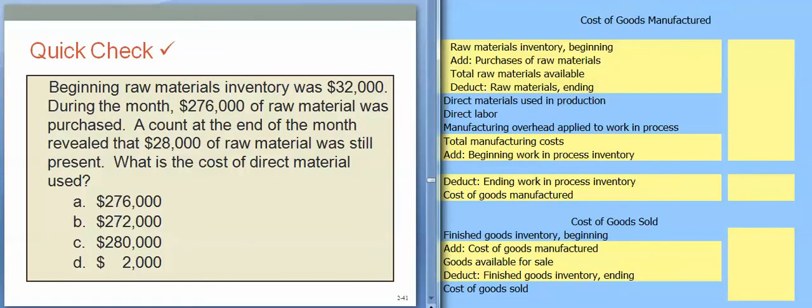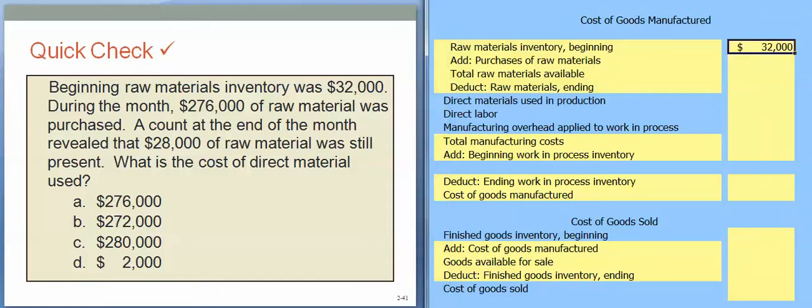Let's take a look at an example. If raw materials beginning inventory was $32,000 and during the month $276,000 of raw materials was purchased, that means we have $308,000 of raw materials available. A count at the end of the month revealed that $28,000 of raw materials is still left. What will be our direct materials cost? The direct cost of direct materials used in production then is $280,000.